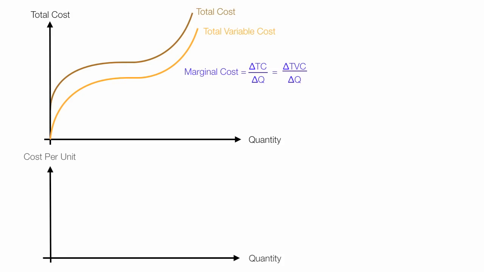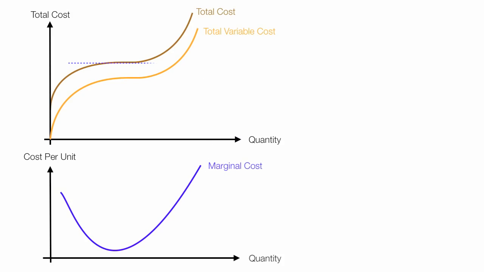Now I'm going to plot the marginal cost. I put cost per unit on the vertical axis. If I plotted all the points, the marginal cost curve would look something like that. An important concept is where the inflection points are. We'll draw in the average total cost curve.